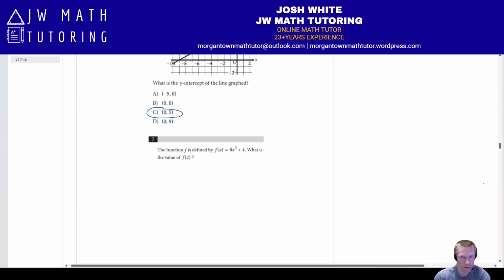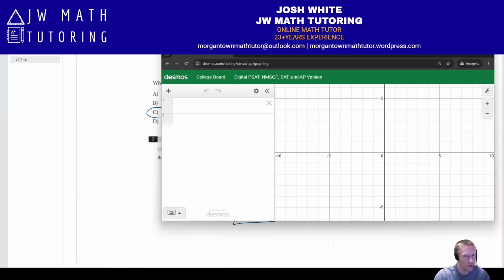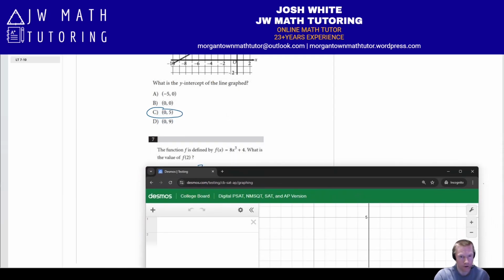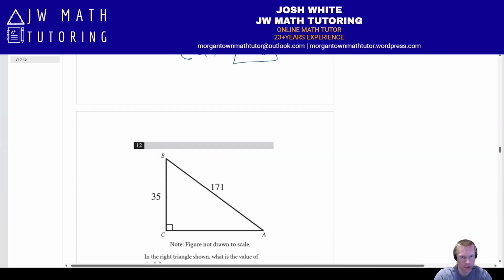Next, you have a basic function to evaluate, so we can just plug in 2 for x and then do order of operations. 2 to the third is 8. 8 times 8 is 64. Add 4, we get 68. That is the correct answer. That's what you would grid in. Of course, you could also go to Desmos, and you could just type in the function and f of 2 is 68. There we have our answer.